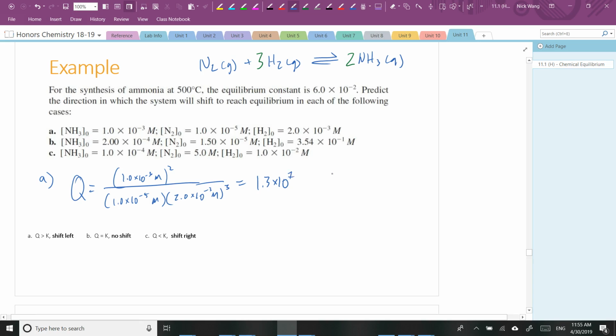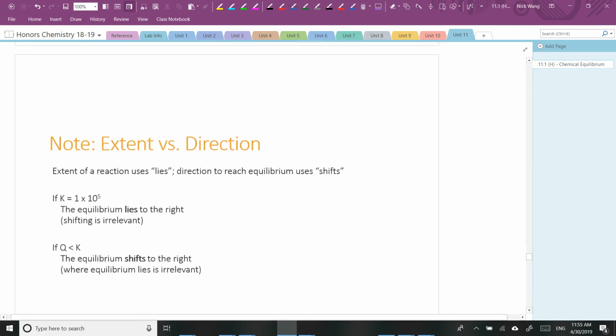And so how does that compare? Well, Q is much greater than K in this case. So if Q is greater than K, that means there's lots and lots of my numerator present, lots and lots of products. That means it's too much products. So to reestablish equilibrium, we're going to shift left. Actually, I should write that out. Shift left to reestablish equilibrium. Go ahead and try B and C. It's effectively the same thing. Go ahead and calculate the Q, compare it to K, and then get practice determining which direction it shifts.